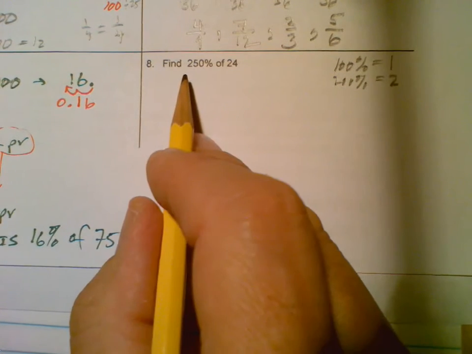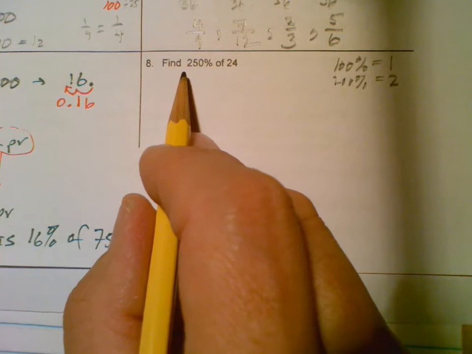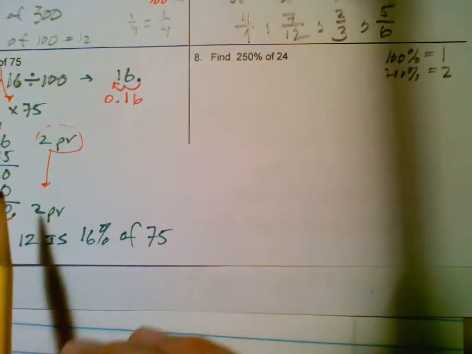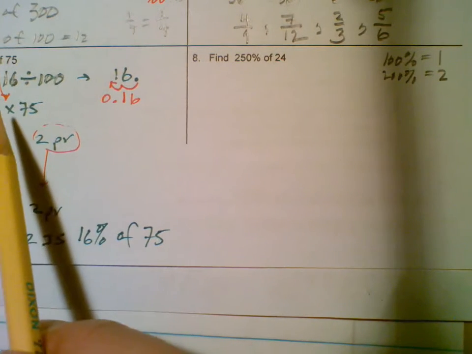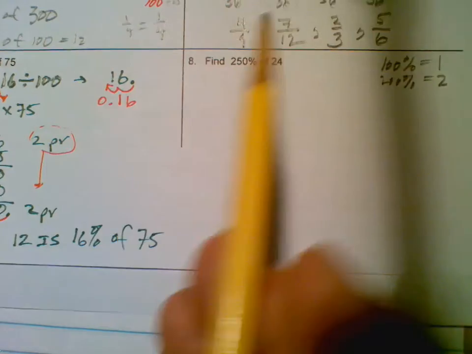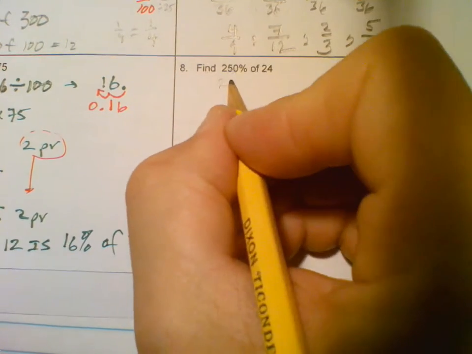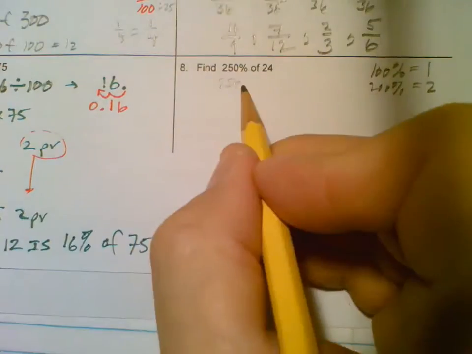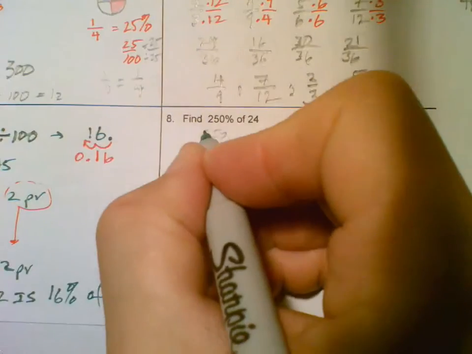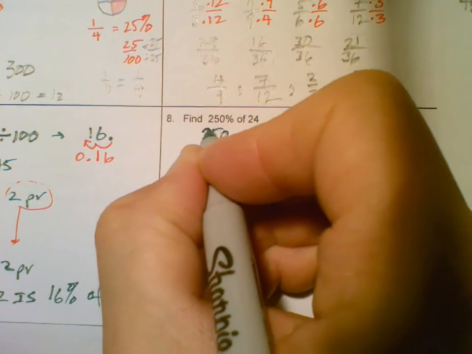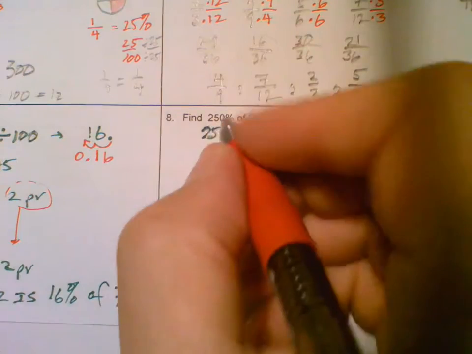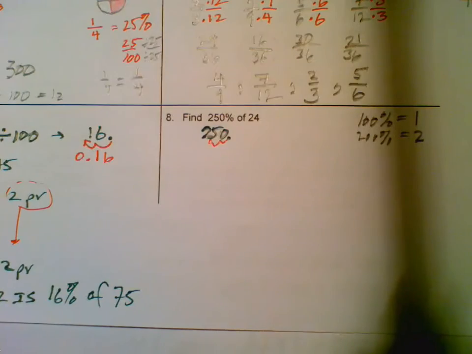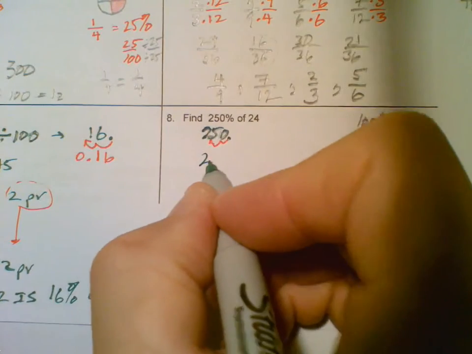Now I have 250%. But we can change that to a decimal the same way we did here. That is, we can shift the decimal point over twice. So here's 250. Here's my decimal point, if you can see it in this glare. Sorry about the lighting. I'm going to move it over twice. And 50% is the same thing as 2 and 5/10.